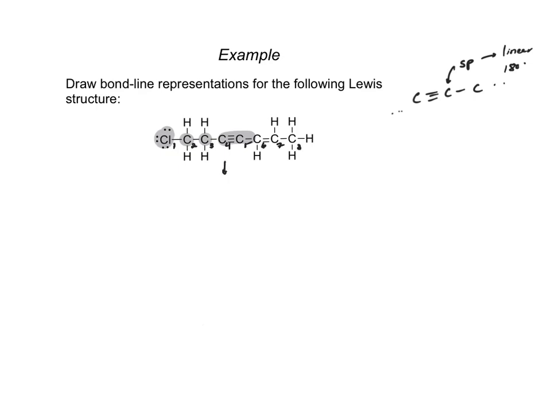I'm now going to go ahead and take off all the hydrogens. So I'm going to remove my hydrogens. So now I'm going to go ahead and draw that. So we're left with a chlorine to carbon 2, to carbon 3, to carbon 4, which now has this triple bond here, to carbon 5, which has a single bond to carbon 6, which has a double bond to carbon 7, which has a single bond to carbon 8. Okay, so now we've removed all our hydrogens.